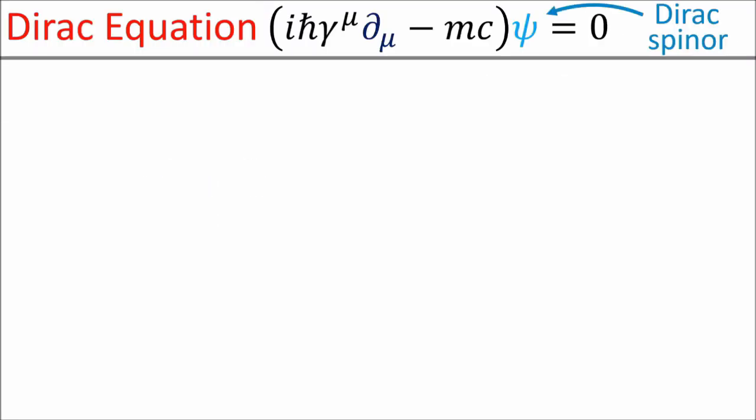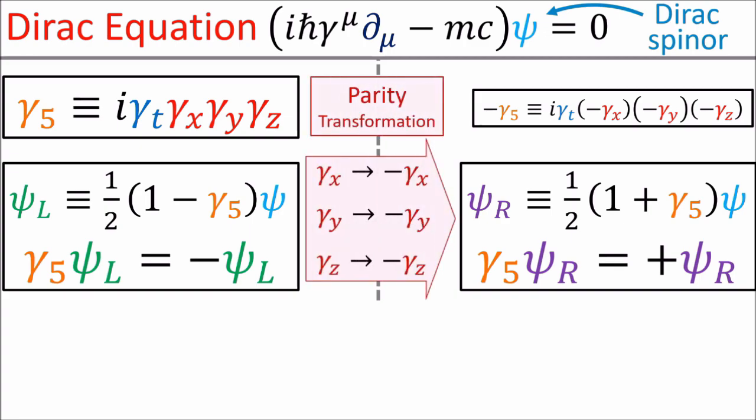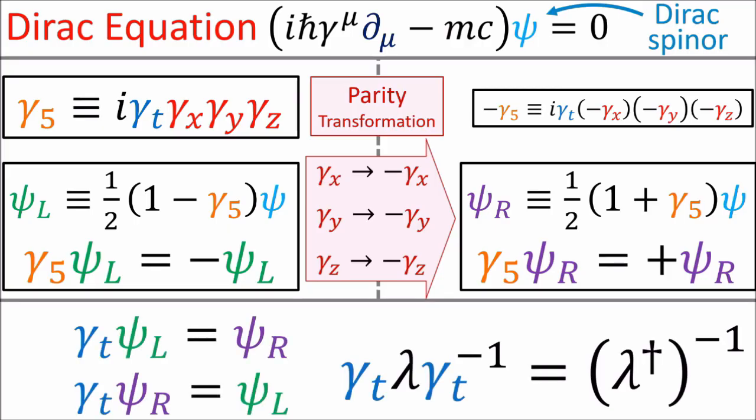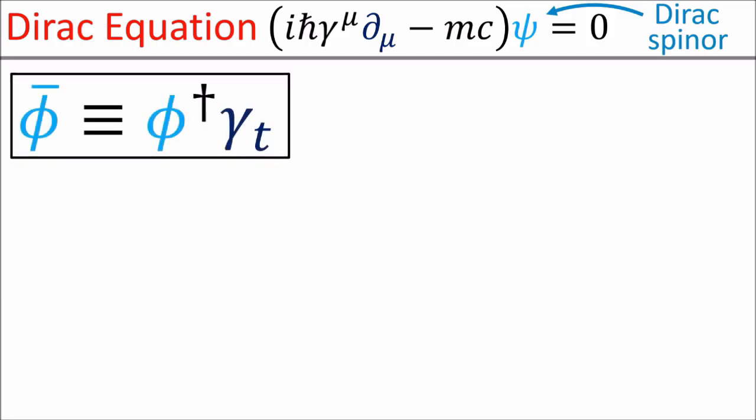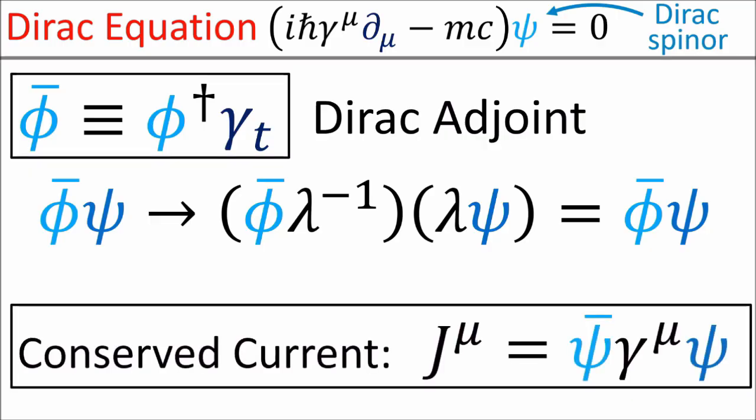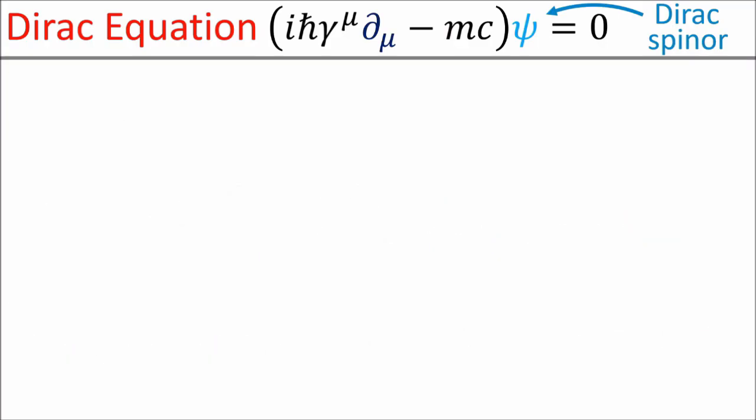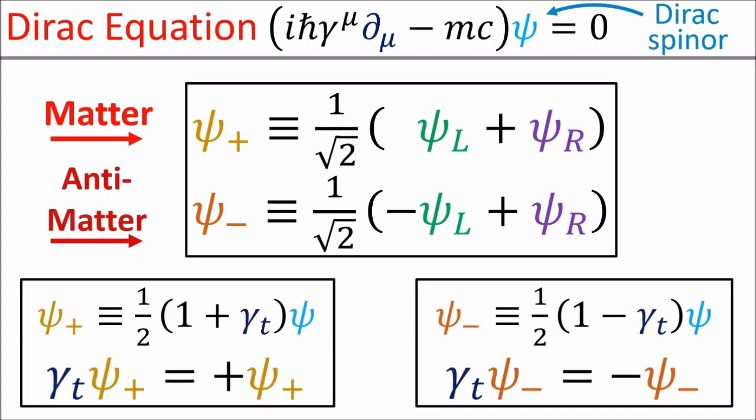We've learned that Dirac spinors can be broken into left and right chiral halves, and we can swap back and forth between them using a parity transformation where we reverse the XYZ directions. We also learned other methods for doing a parity transformation involving gamma t. We also defined the Dirac adjoint spinor, which lets us do scalar products with Dirac spinors. And we also used it to define a conserved current for the Dirac equation. Finally, we learned that matter and antimatter are superpositions of the left and right chiral parts of a Dirac spinor.